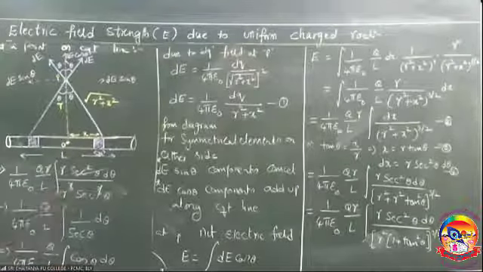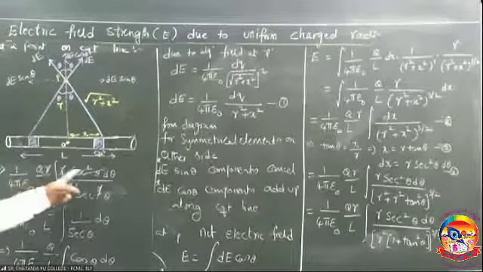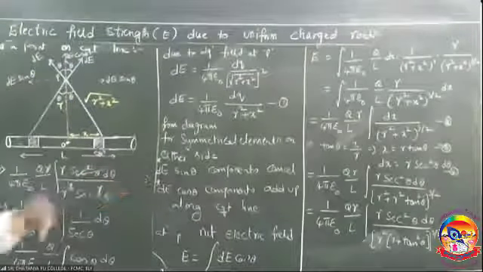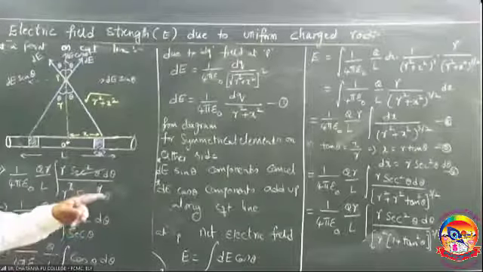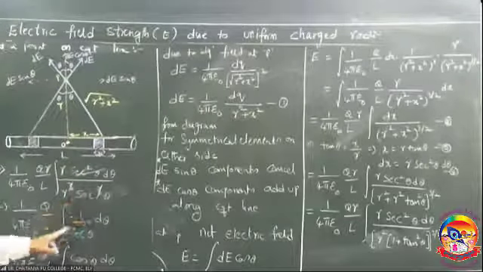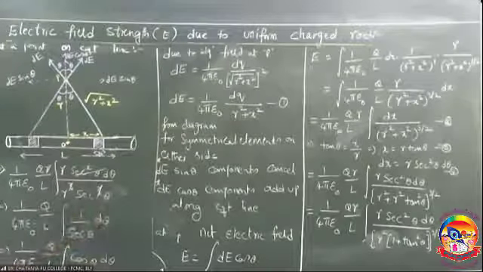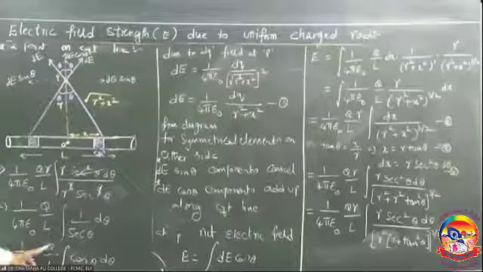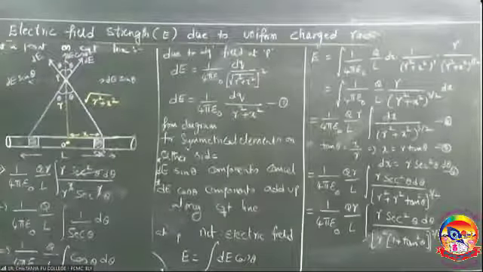Then two steps more. Is this clear now? From there, r secant square theta d theta by 1 plus tan square theta is secant square theta to the power of 3 by 2, which gives secant cube theta. Then after cancellation, we get 1 by secant theta d theta. So 1 by 4 pi epsilon naught Q by L cos theta d theta. Note down up to here.